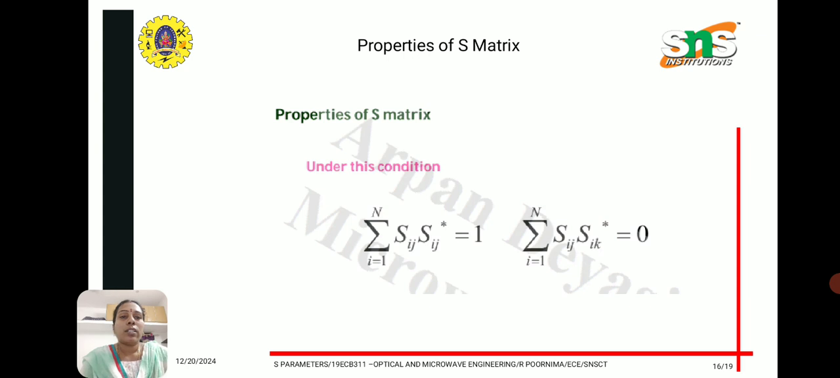We can write the unity condition in two ways. Summation of Sij Sij star equal to 1. Here the same row and same column are taken. Another format is summation of Sij Sik star equal to 0. Here the complex conjugates of different rows or different columns are taken, so the sum of all the terms becomes 0.